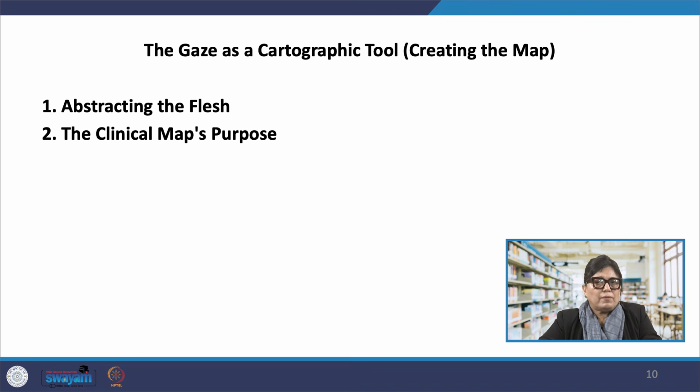The clinical map's purpose: this map is highly useful. It allows medicine to categorize, predict, and treat biological dysfunction with incredible precision. The fallacy. Now, what is the fallacy? Confusing the chart with the patient.